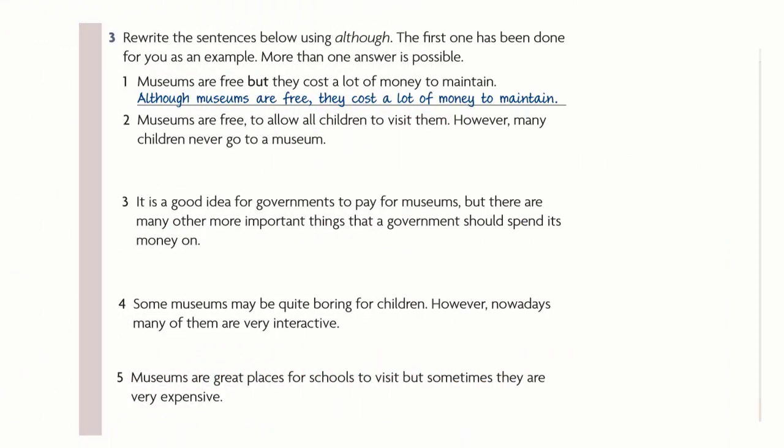Number 3. Rewrite the sentences below using although. The first one has been done for you as an example. More than one answer is possible. Look at number 1. Museums are free, but they cost a lot of money to maintain. You can rewrite the sentence like this: Although museums are free, comma, they cost a lot of money to maintain.